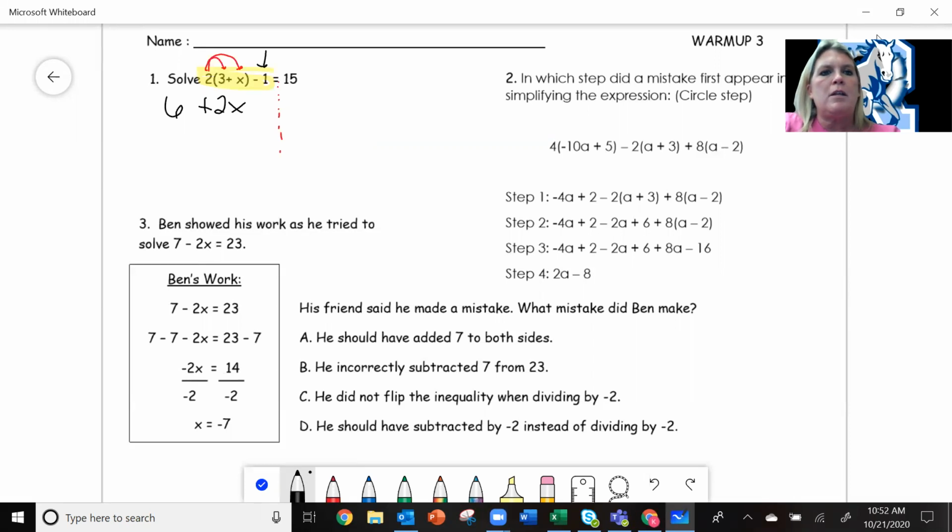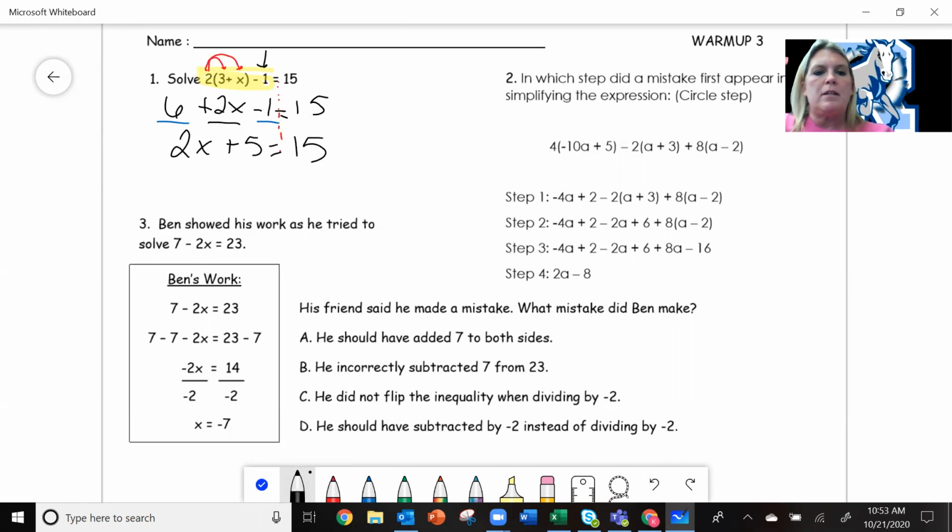Now, is this minus 1 inside the parentheses? No, it is not. So it stays out here by itself, minus 1. And it equals 15. Okay, so now from here, I still have too many things going on the left. I have to combine the things that are alike. I have a 2x. Are there any other x's? No. So that stays as 2x. But then I have 6 minus 1. 6 minus 1 is 5. So plus 5 equals 15. Okay, so now I've combined like terms.